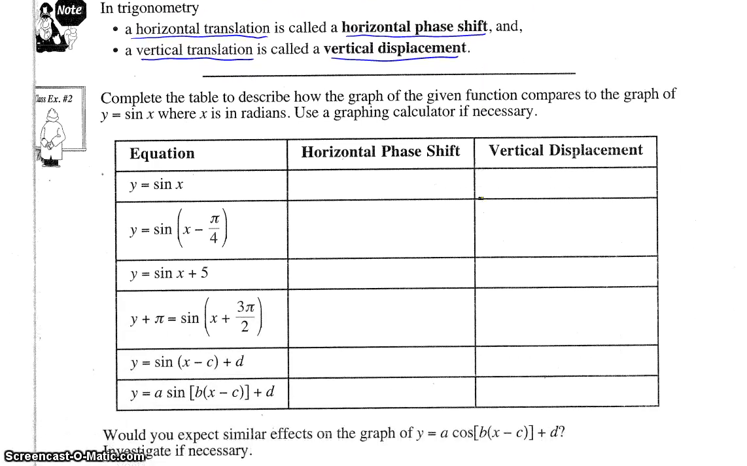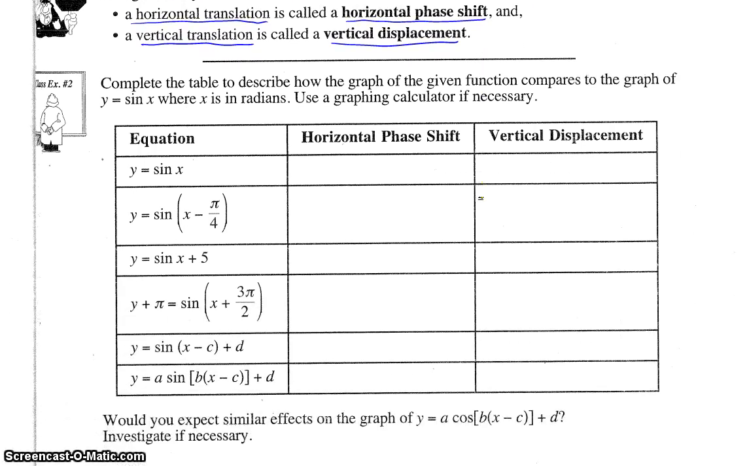All right, so let's see what we can do to fill in this table here. Complete the table to describe how the graph of the given function compares to the graph of y equals sine x, where x is in radians. Use a graphing calculator if necessary. I don't think we'll need that. Okay, so horizontal phase shift.